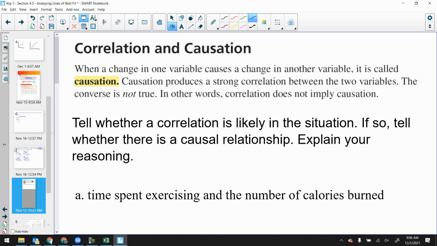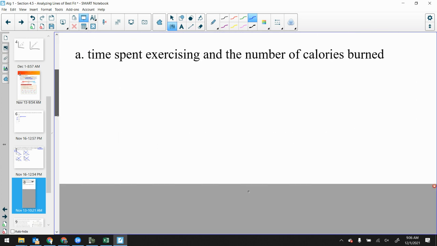Didn't we use the example yesterday of I work more, I get more money, as long as we are having an hourly rate? Yeah, that's true. Okay, let's take a look at some examples here.